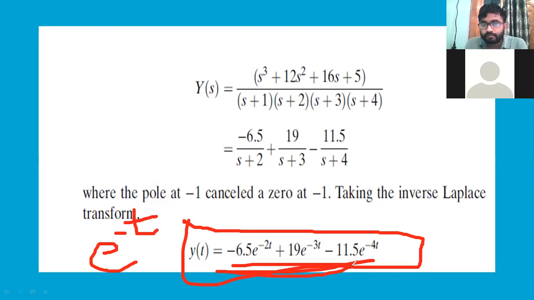If it is converging, the system is stable. Since all we are having negative exponentials, you see e power minus 3 to e power minus 2, all are negative, so as time tends to infinity, they will vanish to 0. It means they are converging or they are bounded. System is stable, or the response is stable for the given input.